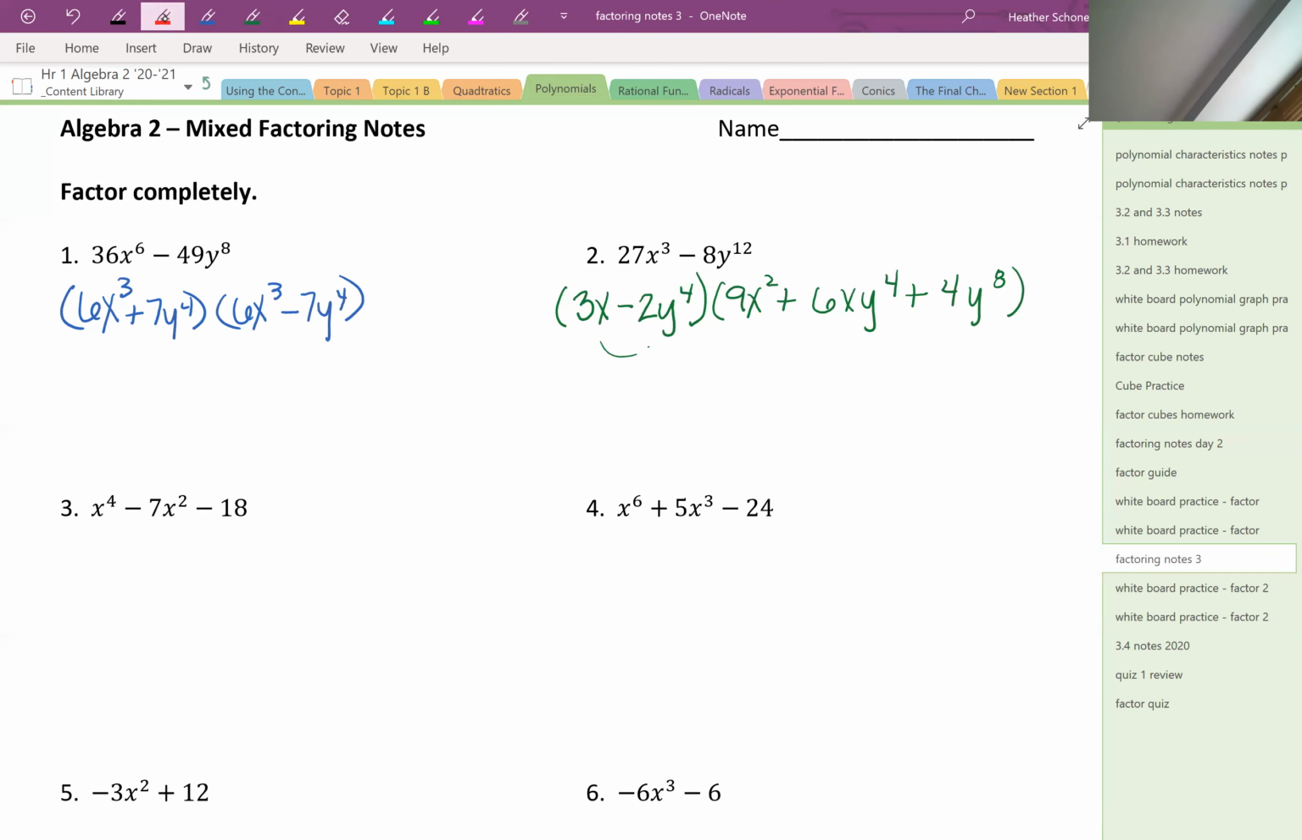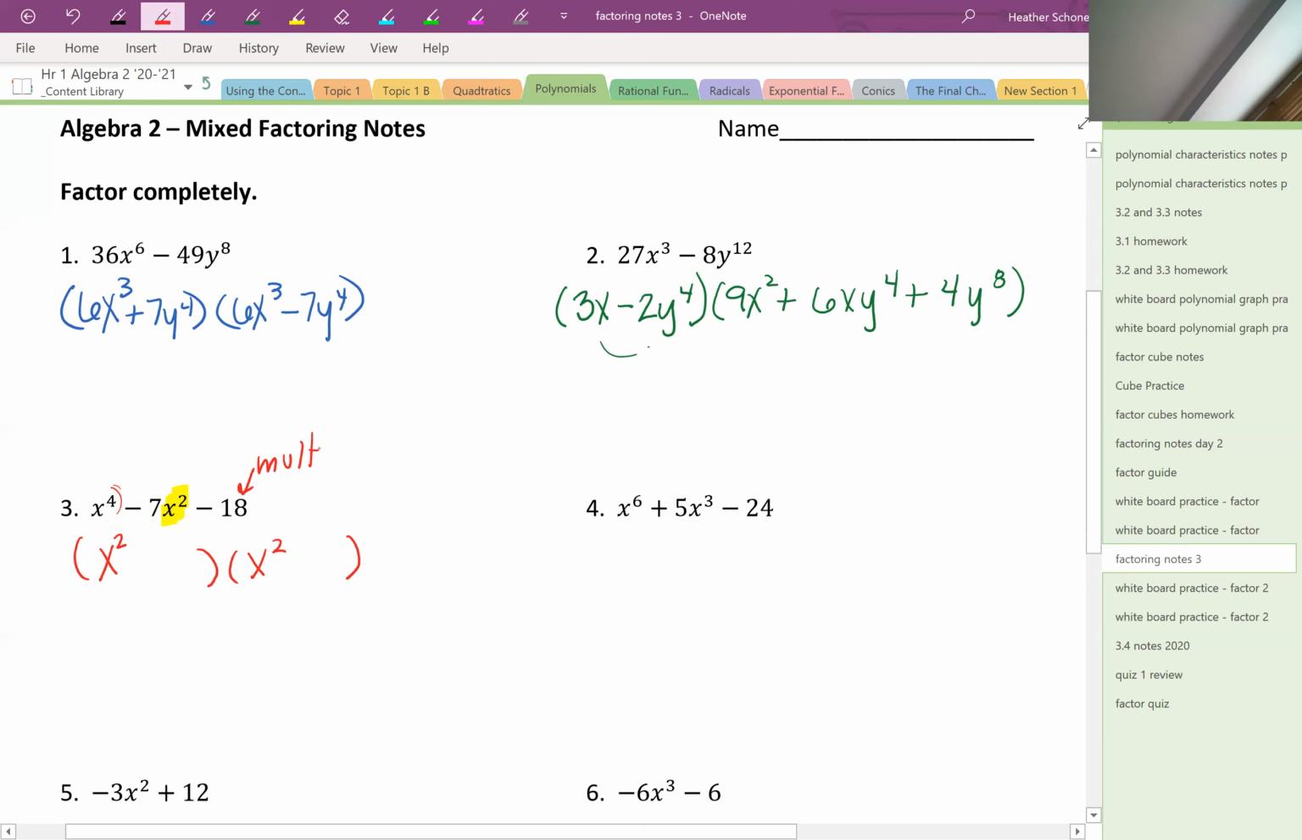Okay, let's try number 3. First thing we look for is the greatest common factor. We don't have one, then we got to decide if it's a binomial or a trinomial. This one is a trinomial. The leading coefficient is 1, so we can go straight to our 2 parentheses. Now, normally I'd write x and an x, but that multiplies back to x squared. We need to multiply back to x to the 4th. So remember, we're going to do x squared and x squared because it's always going to match this middle term here. Now we're looking for 2 numbers that multiply to negative 18 and add to negative 7.